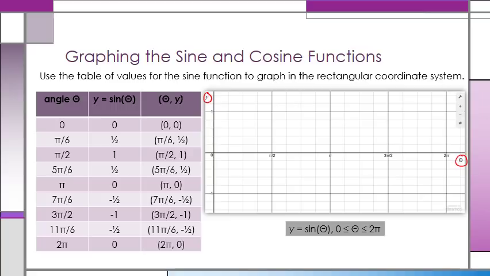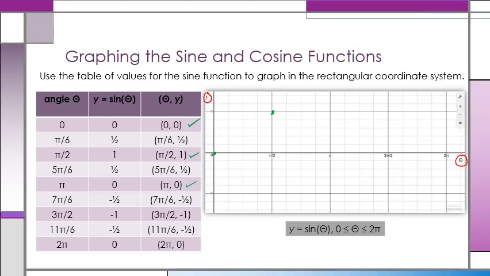So let me start with the point 0, 0, and that point is of course at the origin. And I think I'll go through and I'll mark the points that actually have tick marks on my axes. So the next one would be the point pi over 2 comma 1. I'm going to go over to pi over 2 and I'm going to go up to 1 and put a point.